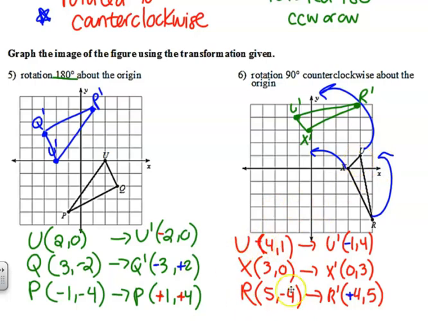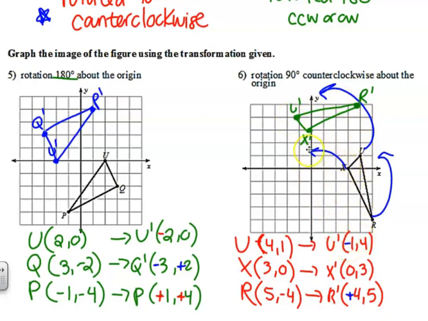So first off, I wrote down all my ordered pairs. Okay, if I'm going 90 degrees, I know I have to flip my coordinates. So I did 1, 4 flipped, 0, 3 flipped, and negative 4, 5 flipped. Then I looked at each individual pair. So U's going to go counterclockwise, so it's going in this direction. U's going to go from this quadrant to this quadrant, which is negative, positive. So I had to make the 1 negative.